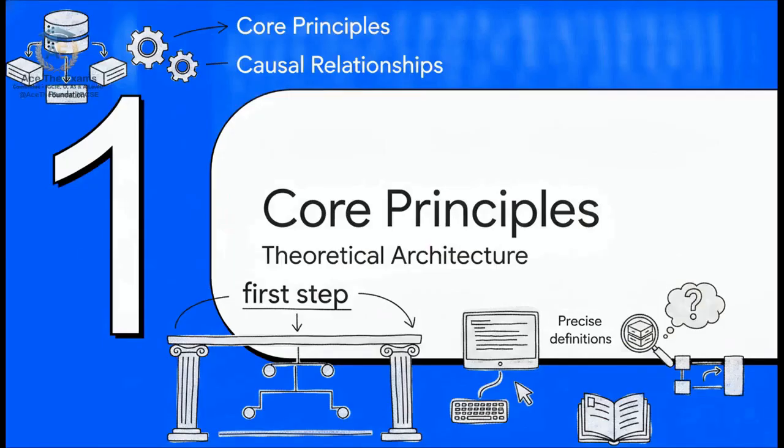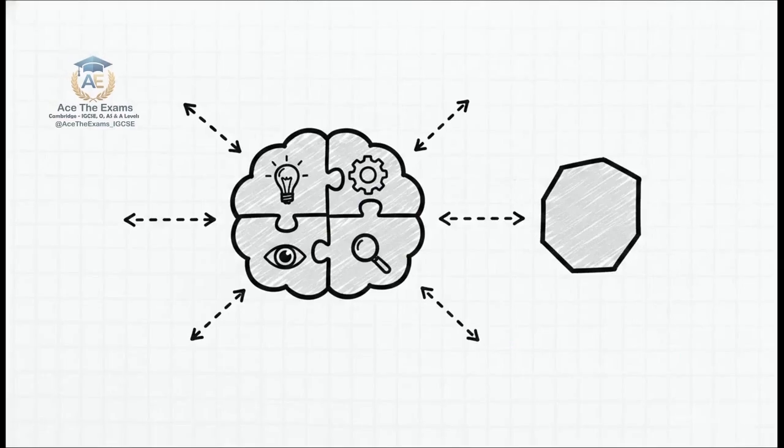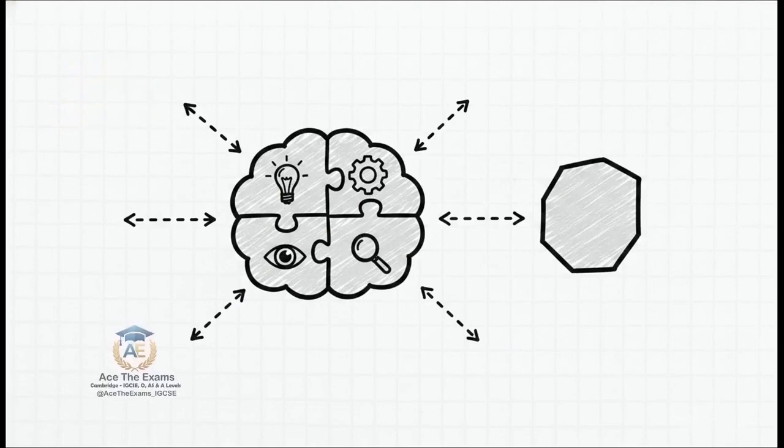Part 1. Mastering core DBMS principles. This is the theoretical architecture you need to build upon. Listen, examiners aren't just looking at what you've passively memorized. They don't just want a human dictionary. They are actively grading you across 4 specific cognitive domains: knowledge, understanding, application, and analysis.